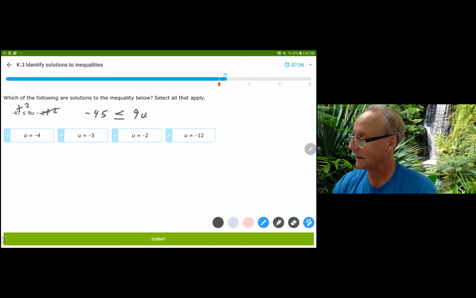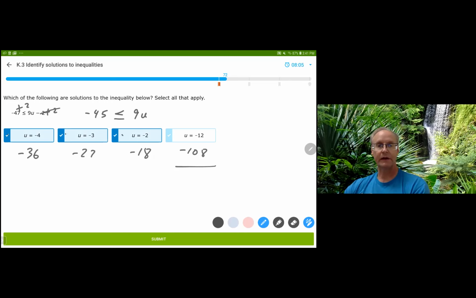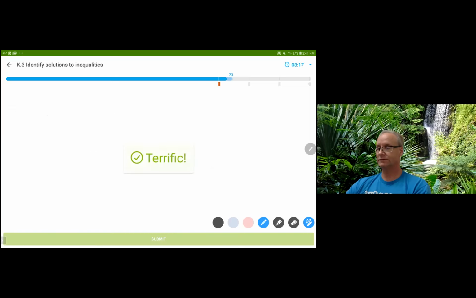So if I multiply by 9, I get negative 108. If I multiply negative 2 by 9, I get negative 18. And 9 times negative 3 is negative 27. And 9 times negative 4 is negative 36. Now I want the numbers that are greater than or equal to negative 45. This is greater than negative 45. So is this one, and so is this one. This one is not greater than negative 45. It is much smaller. It is much worse to owe $108 than it is to owe 45. It's another way of thinking about it. You're further from zero. So that's the solutions.